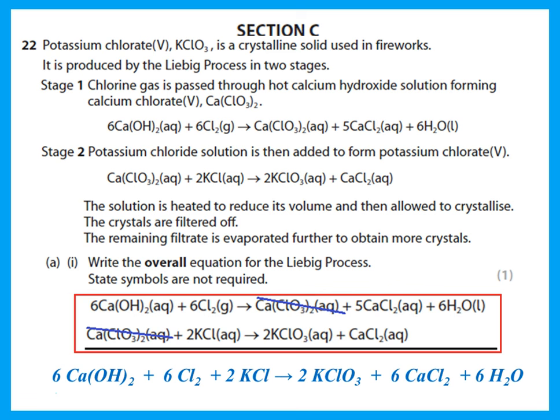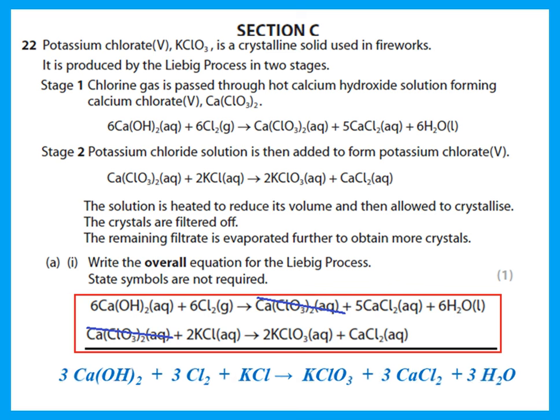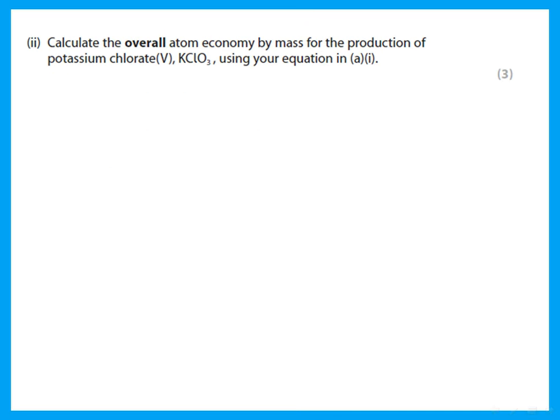Now, basically, you can leave it like this, but actually, if you look at the ratios, you can find that these ratios, all of them, can be simplified. 6, 6, 2, 2, 6, 6. I can divide all through by 2 to get the simplest ratio between the reactants and the products. Okay?